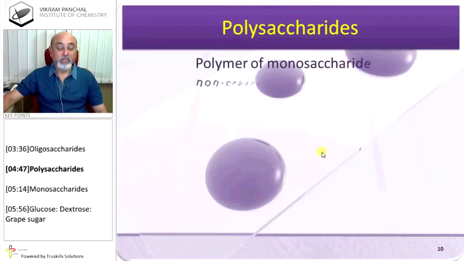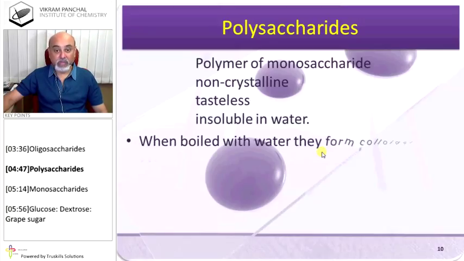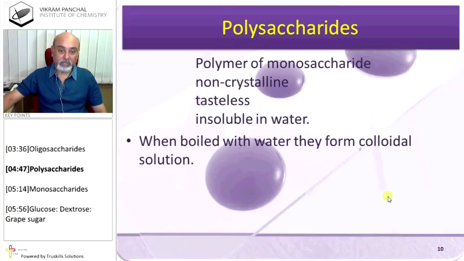Polysaccharide. Well, it is a polymer of monosaccharide, which is a non-crystalline solid. It is tasteless and insoluble in cold water. But when you take boiled water, it will form a colloidal solution. That means it is neither a true solution nor a suspension.